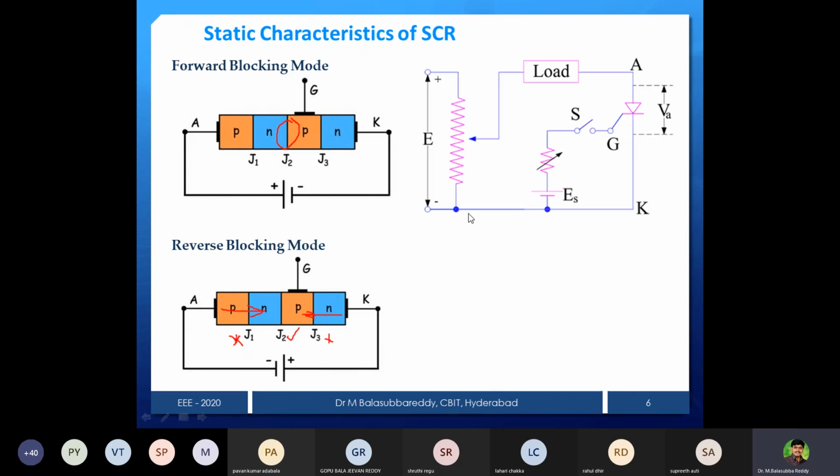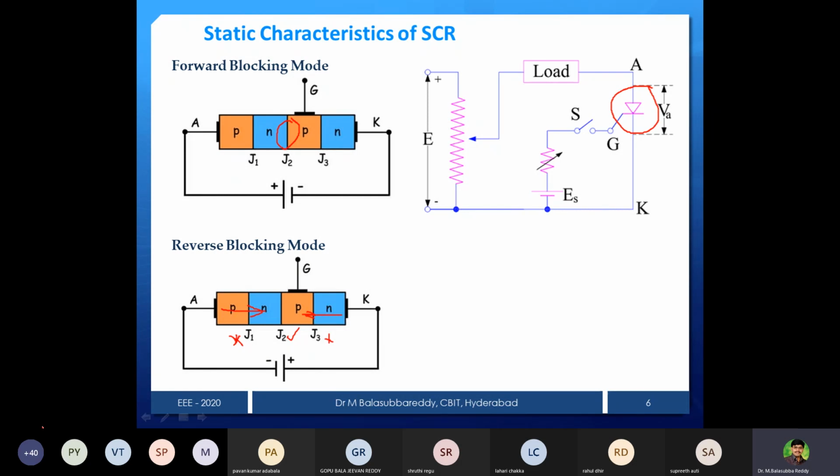Now let's explain this through a small circuit. By making use of this circuit, you can operate your SCR, or draw the characteristics of an SCR. For that, our intention here is to break the junction, or to turn on the SCR at a moment.